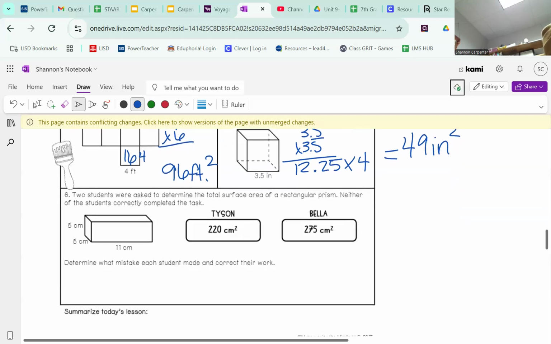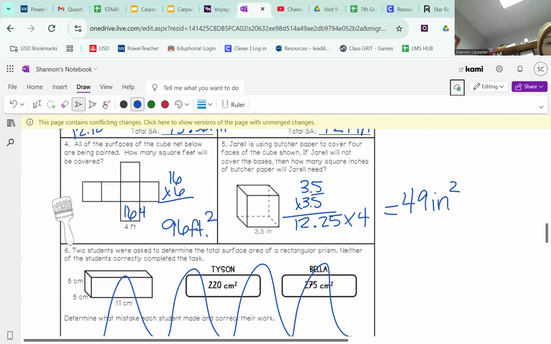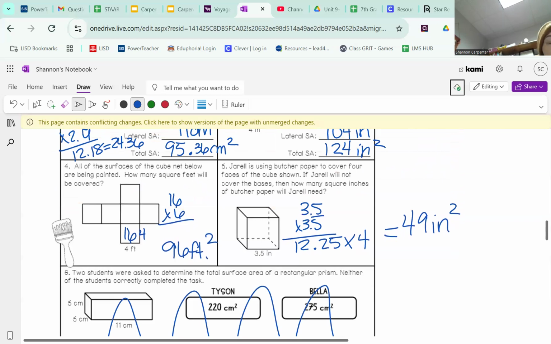I don't want you to worry about this one. Don't worry about that one for the notes, but go back over this and see if you need any help or have any questions about finding surface area of rectangular prisms.